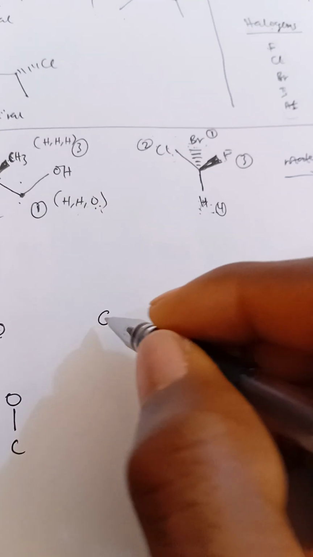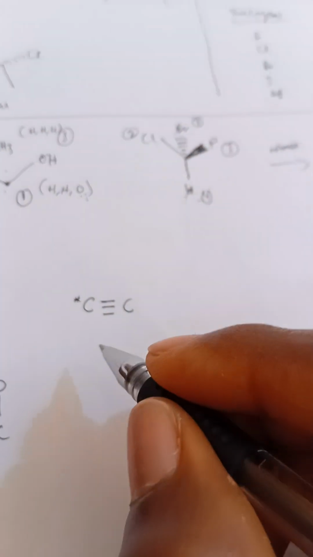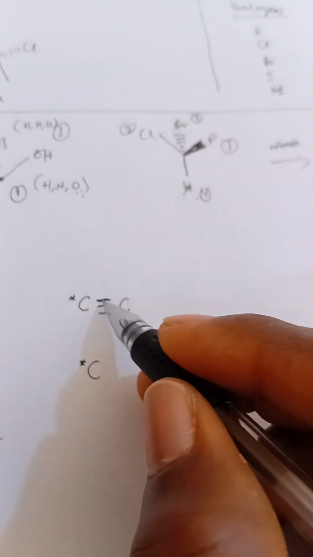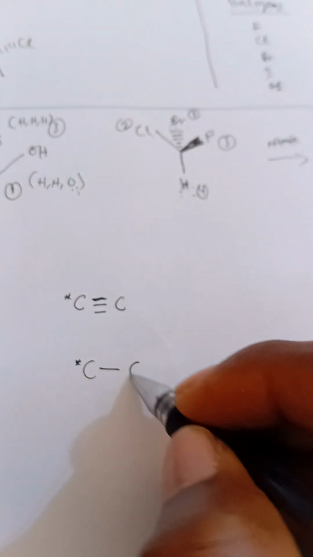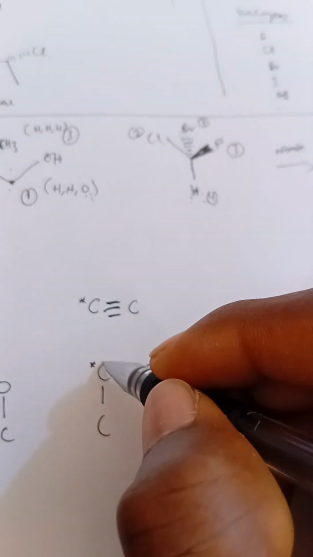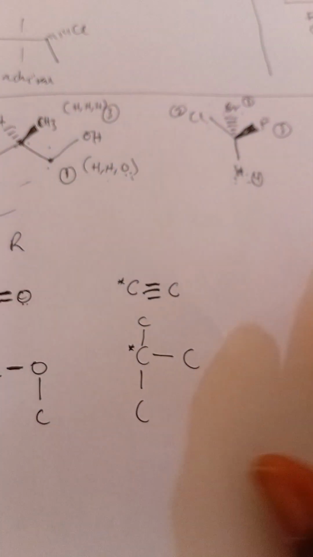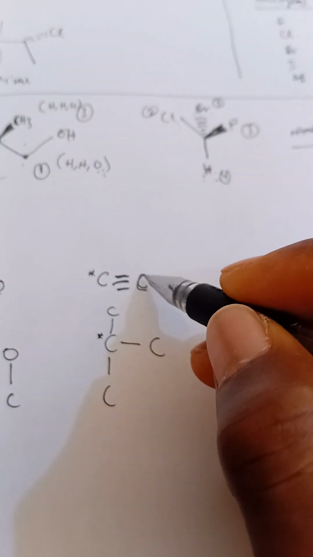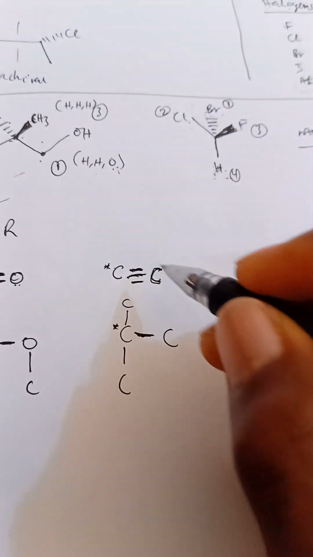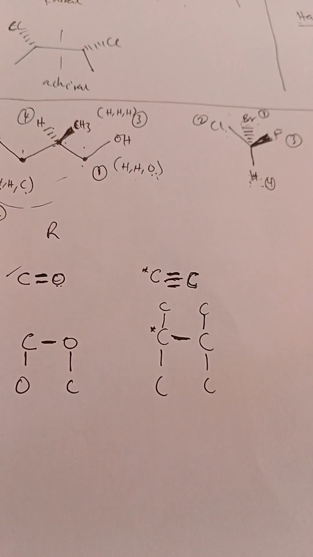If it was a triple bond, let me put an asterisk on this one. So this carbon with asterisk is forming a first bond with this carbon. Illustrate that. Another second bond. Illustrate that. And another third bond. Illustrate that. So here, opening it up means we want to show only single bonds. Now we come to this one. First bond with this carbon is already established. Second bond, you show it. Third bond, you show it. Then you can now go ahead and assign priorities.